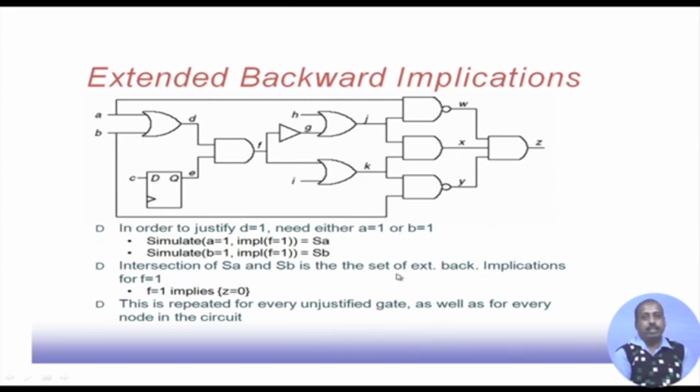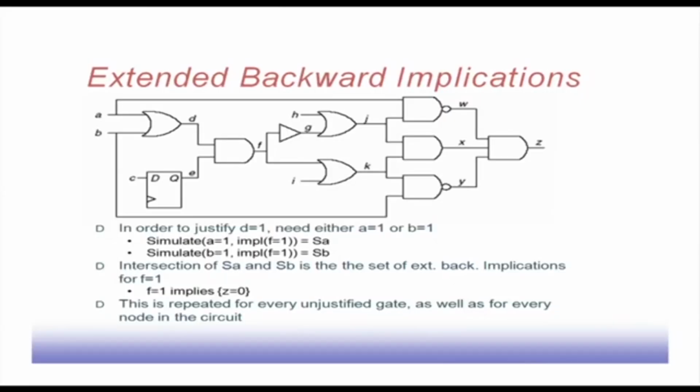So, you see that first we do direct implication, then indirect implication, then we do an extended backward implication. So, that way almost the entire circuit will get covered. If there are some possibilities that some of the signal values will get some definite value, that can be obtained by doing this process. So, this procedure will be repeated for every unjustified gate as well as for every node in the circuit.